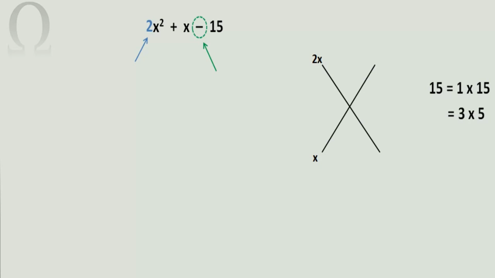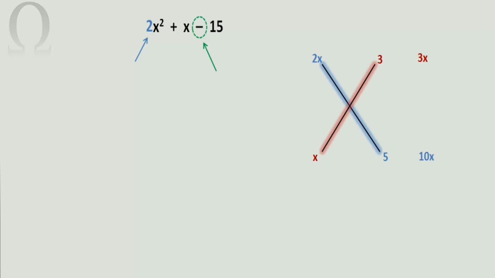Since the factors 3 and 5 have a smaller difference between them than 1 and 15 do, we will start with 3 and 5 as the factors for 15. Place these down on the right. Once we have listed the factors of both the first and last terms on the diagram, we cross-multiply. Thus, 2x is cross-multiplied with 5, to give 10x. And 3 is cross-multiplied with x to give 3x.